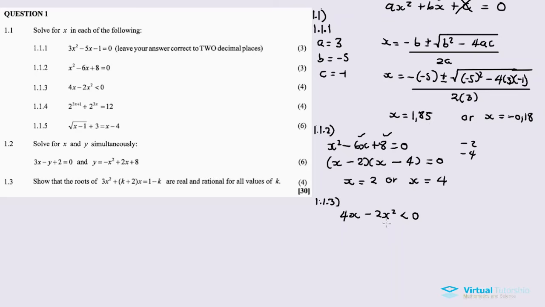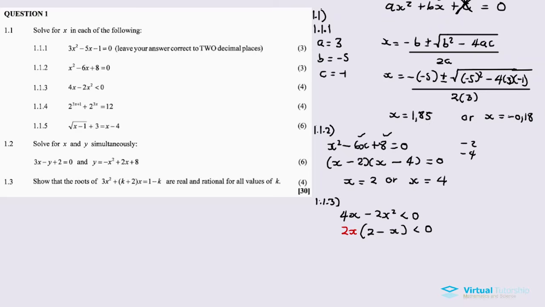There is a common factor here, which is 2x. If there's no c in your quadratic equation, there's always a common factor. So our common factor is 2x. So let's take out 2x, and in the bracket we are left with 2 minus x, less than 0.